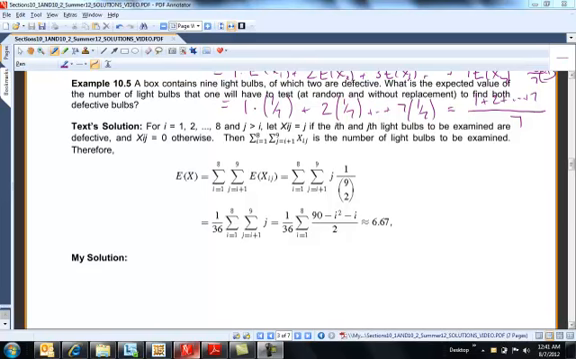A box contains 9 light bulbs. So let's change color now. It's not a hard decision. Let's do this greenish color. So, a box contains nine light bulbs.